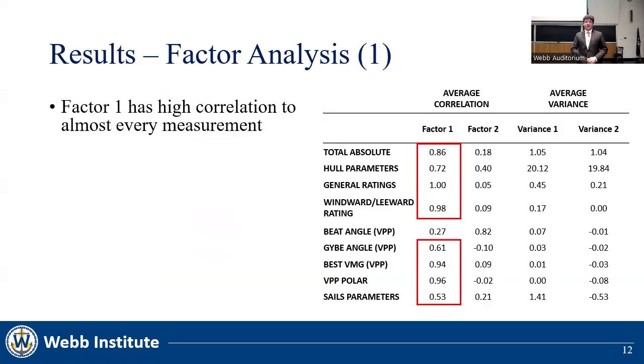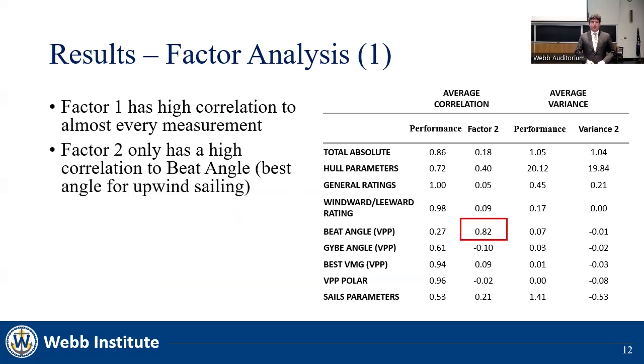The first thing to point out is that factor 1 has a really high correlation to almost every metric. So we can say that factor 1 is correlated to the performance of the yacht. And looking at factor 2, we can say factor 2 only has a high correlation to the beat angle, which is how the ORC refers to the optimal angle to sail when sailing upwind. So we can say that factor 2 is just the beat angle factor.